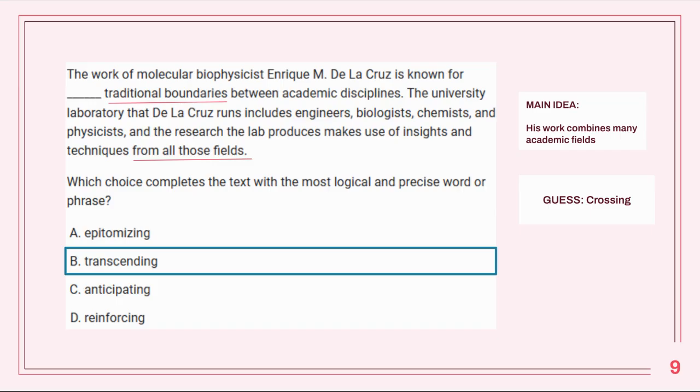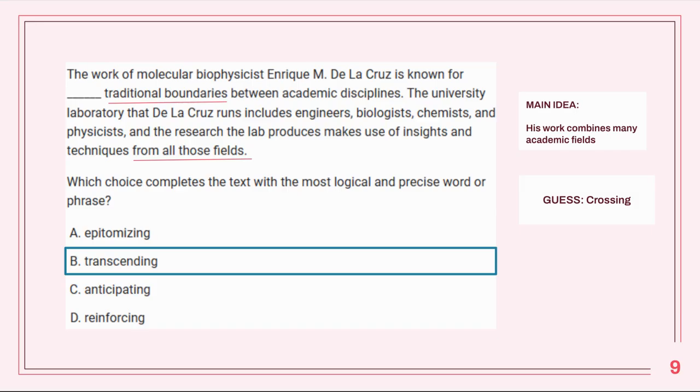So I think here it's kind of the opposite, because if it's known for epitomizing traditional boundaries, that means it would be like an example of staying in traditional boundaries, not breaking traditional boundaries, but like being an example, like we operate in traditional boundaries.